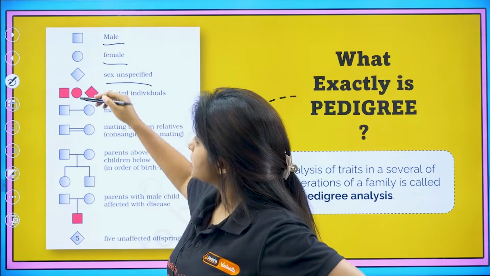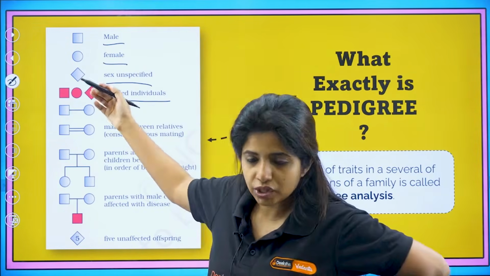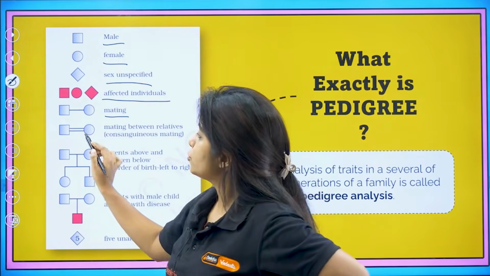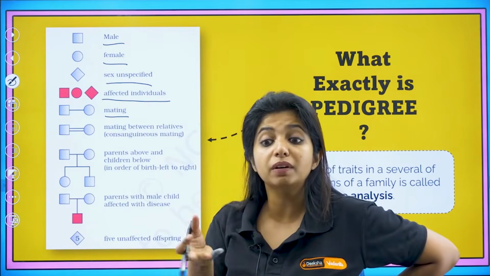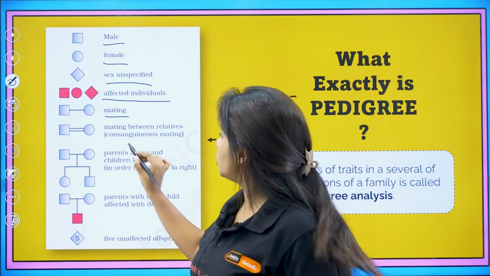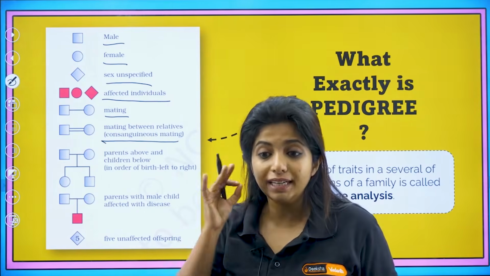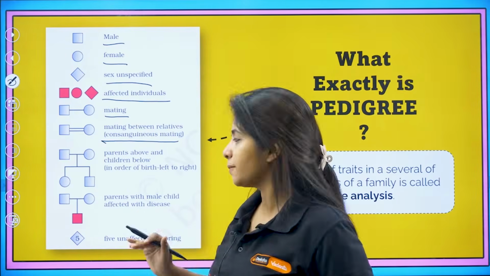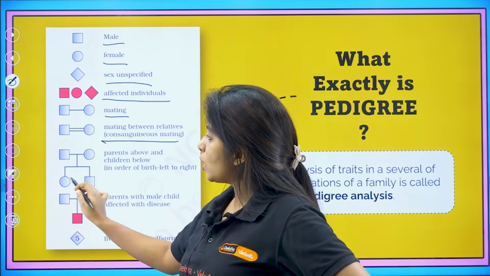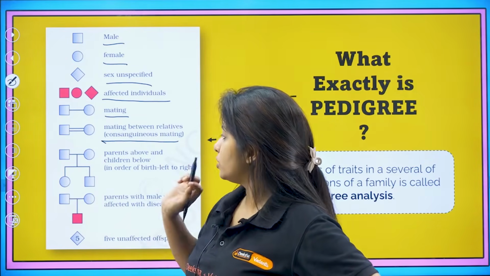If you color these shapes, that means they are affected individuals. If you show one line between the male and the female, that means mating is happening. If you show two lines, that means mating is happening between relatives. That is why two lines are there. What do you call this? Consanguineous mating. And over here, this male and this female have mated, and now they have two kids. One is female and the other one is male.